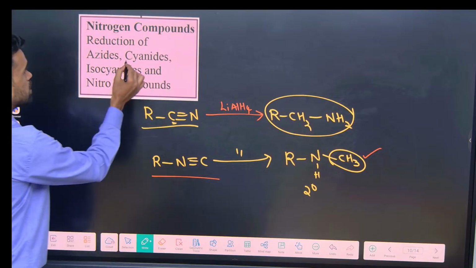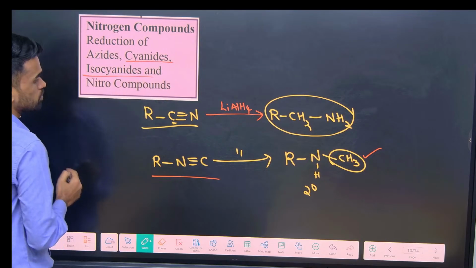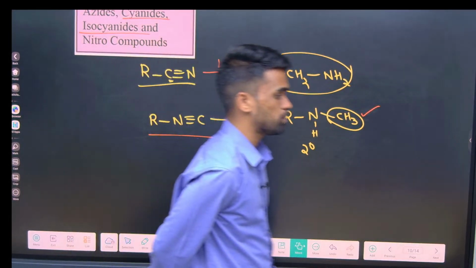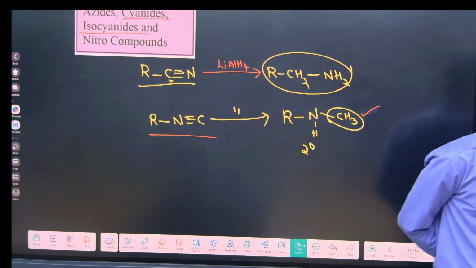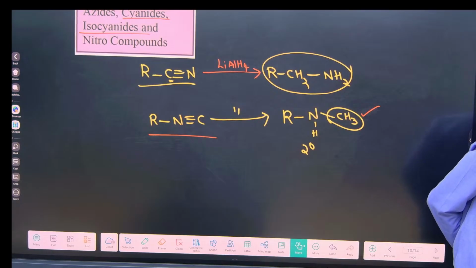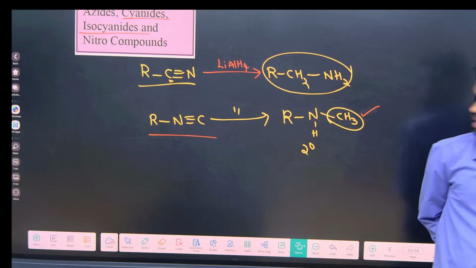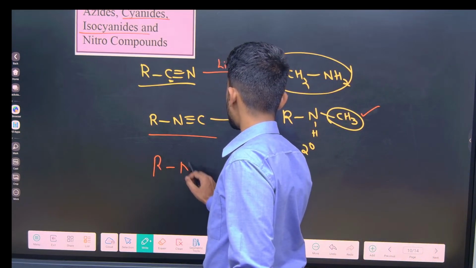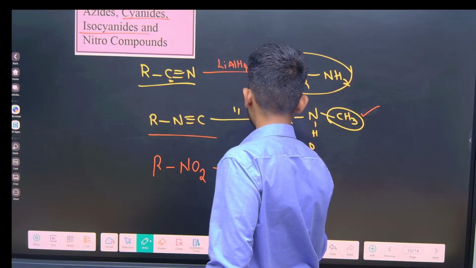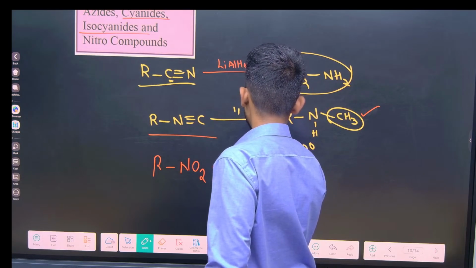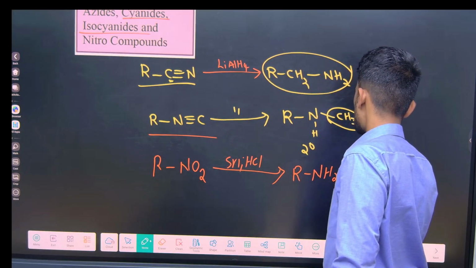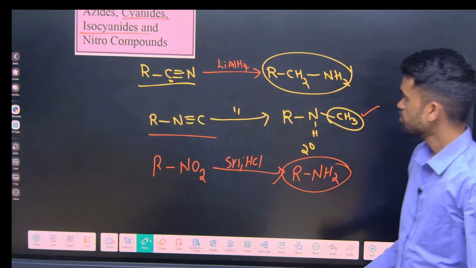So alkyl cyanides are over. Even from nitro compounds we can prepare amines. From nitro compounds, by treating with Sn/HCl. If RNO2 is there, just treat this with Sn/HCl. What is the product formed? RNH2 will be the final product. So that's it.